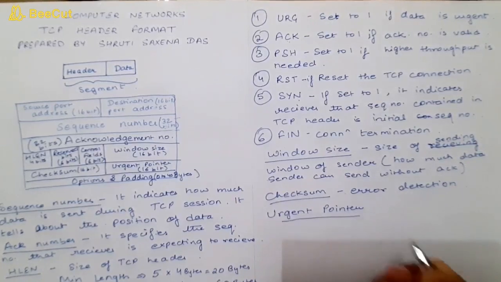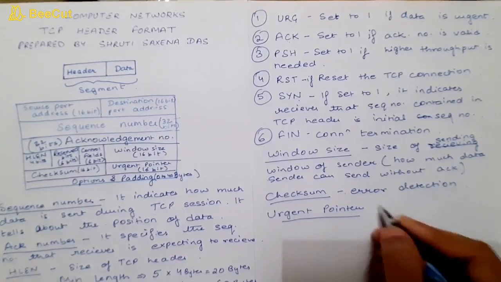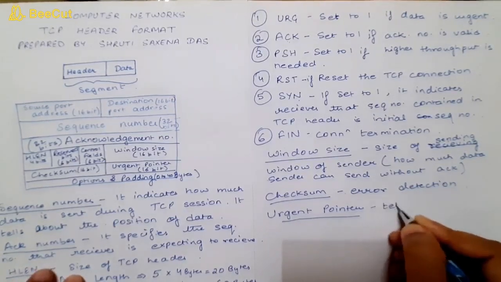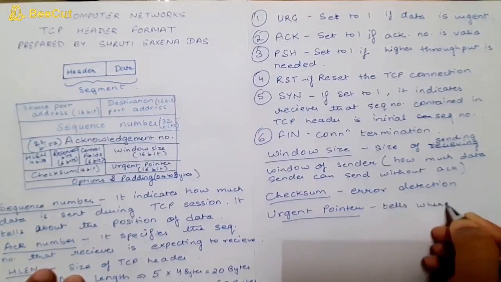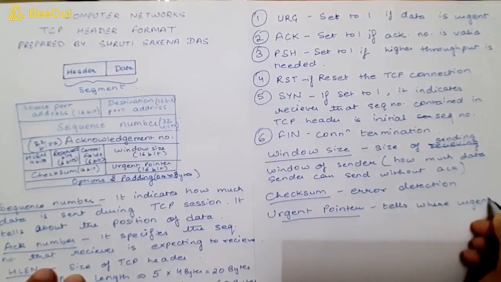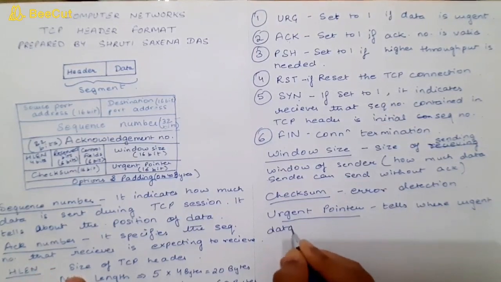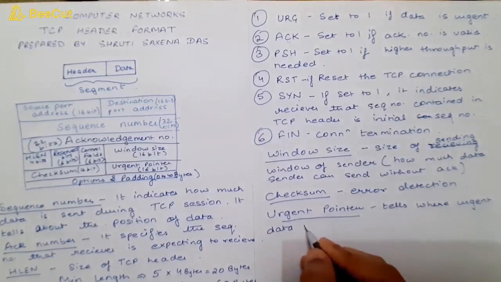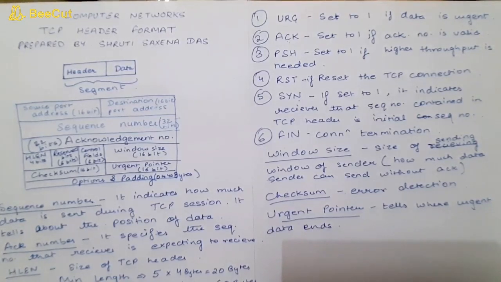Okay, next is urgent pointer. What do you mean by urgent pointer? Urgent pointer basically tells about the last urgent data byte, or where the urgent data ends. See, if the URG control bit is set to 1, that means the data which you are sending is urgent, and this pointer tells where this urgent data ends.